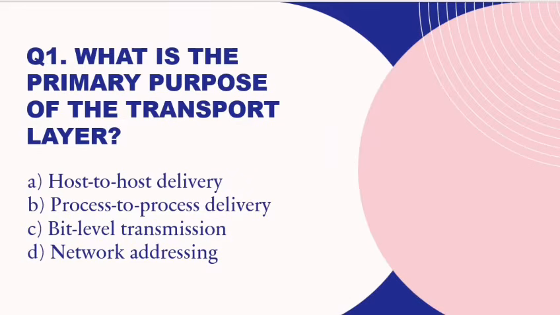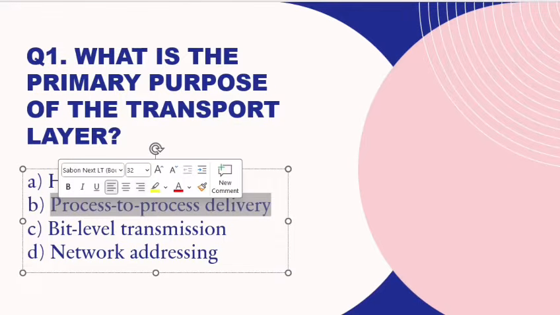So let's get started. The first question is, what is the primary purpose of the transport layer? Option A, host to host delivery. Option B, process to process delivery. Option C, bit level transmission. Option D, network addressing. I hope you all have guessed the answer right. So the correct answer for this question is option B, which is process to process delivery.